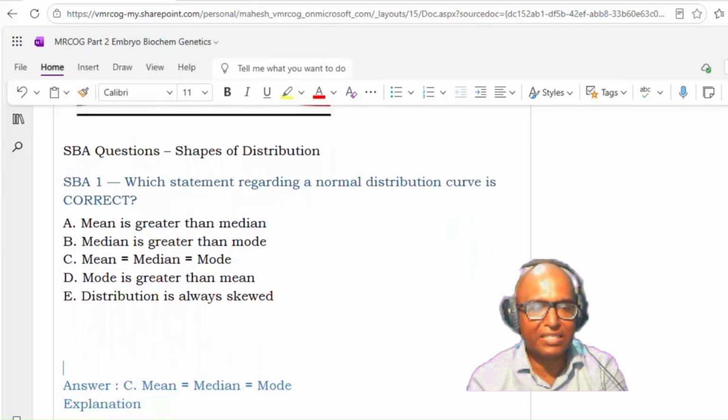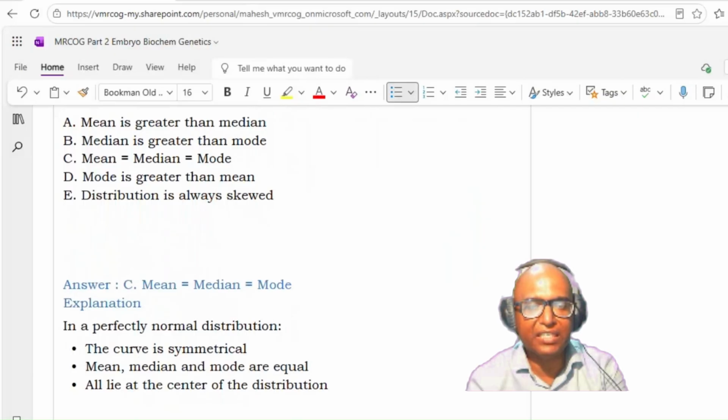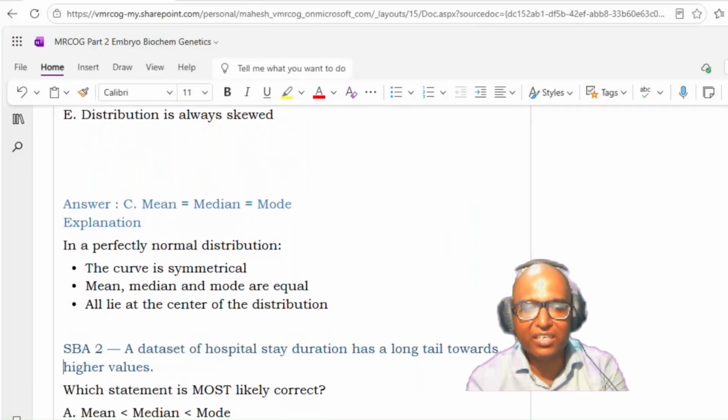In a normal distribution, mean, mode, and median are all the same. In a perfectly normal distribution, the curve is symmetrical. Mean, median, and mode are equal, and all lie at the center of the distribution.